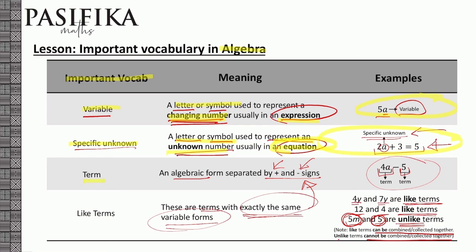The term is separated by an addition or subtraction sign. All right, so in this case, we see that this has two terms in it, and like terms are terms with exactly the same variable form. So this is an example or some examples of like terms and unlike terms. Noting that like terms can be combined and unlike terms cannot be combined.